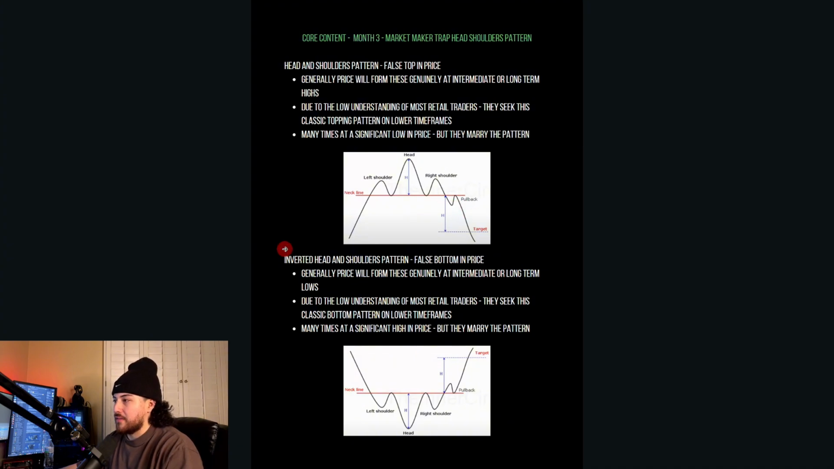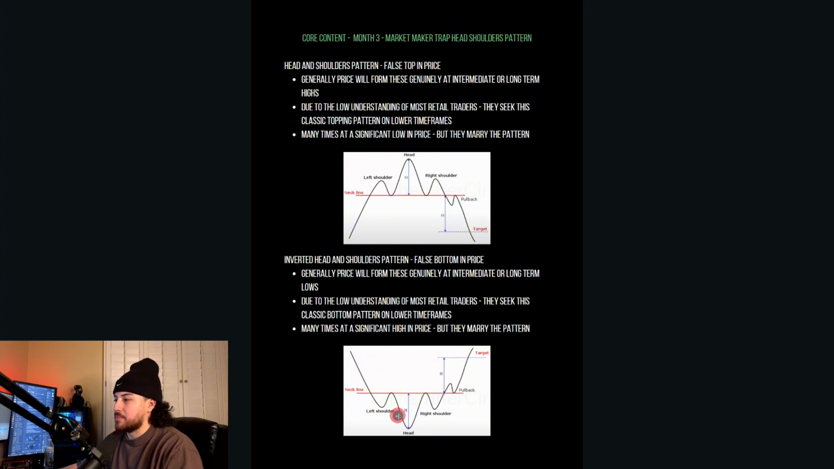Inverted head and shoulders pattern, false bottom in price. Generally, price will form these genuinely at intermediate or long term lows. Due to the low understanding of most retail traders, they seek this classic bottom pattern on lower time frames, many times at a significant high in price, but they marry the pattern.